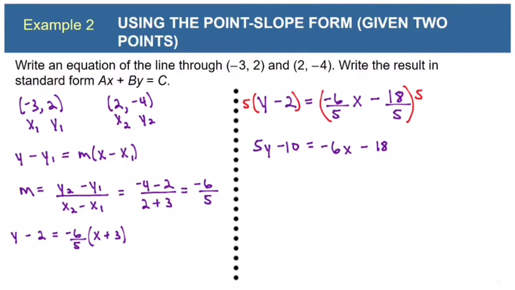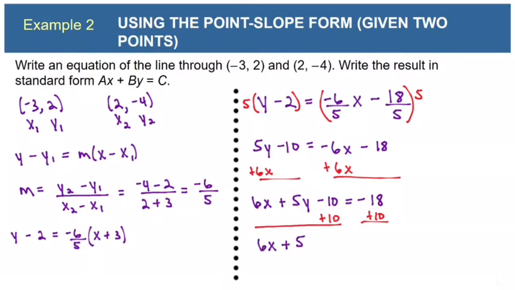And now we want to get our x and y terms both on the left and our constants on the right. So let's add 6x to both sides. Of course, these do not combine because this is a y and this is not. So we're going to have 6x plus 5y. I've still got my minus 10 over here, and on the right side, negative 18. And now all we need to do is add 10 to both sides, and that gives us 6x plus 5y equals negative 8. This is standard form.